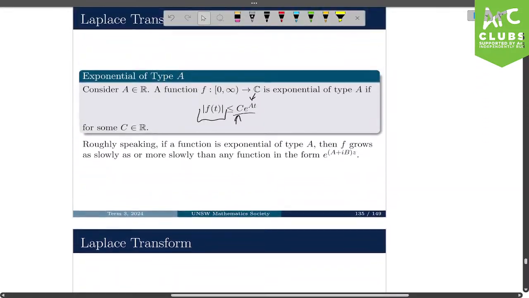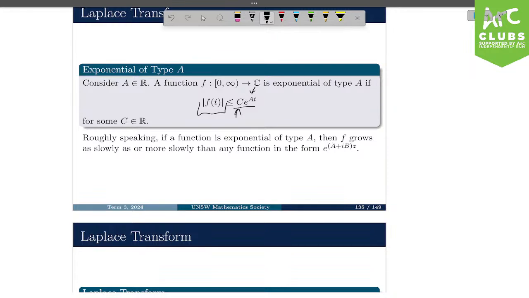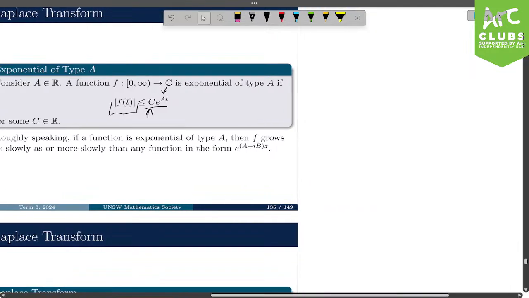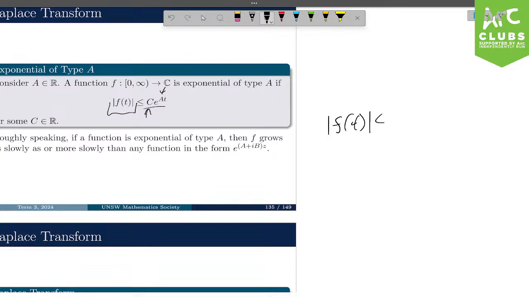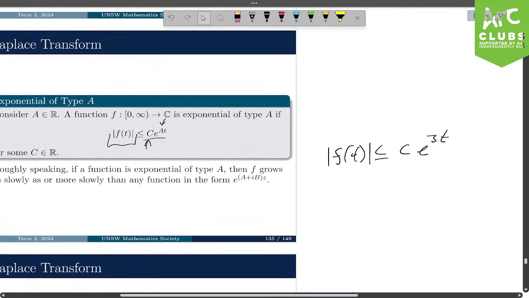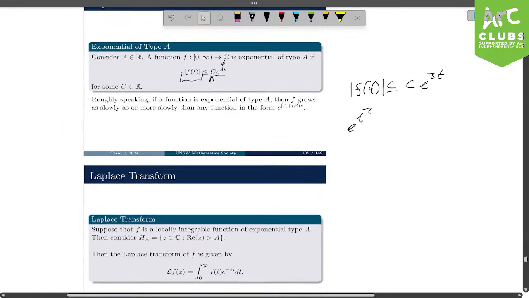All right. We note that there's also exponential of type A+, which is just for all A that is whatever value specified and greater. So I could say exponential of type 3. That's just saying f(t) is less than or equal to c e to the 3t. Okay, that's that. One such function that is not going to be exponential of type anything would be e to the t squared, just because as t goes to infinity, it's going to need a bigger a value, and that is not how finite values work.